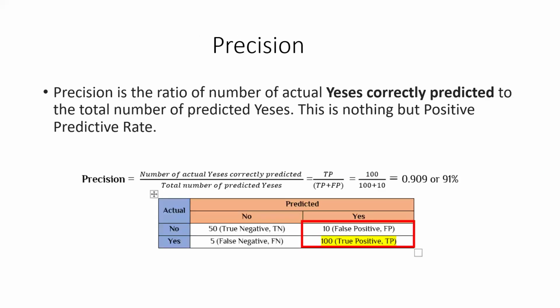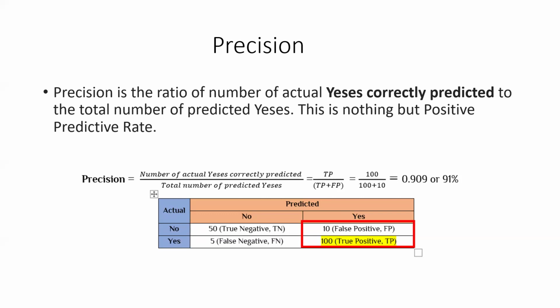And then we will see what precision is. Precision is nothing but the ratio of the number of actual S's correctly predicted to the total number of predicted S's. So among the total predicted S's, how many are correctly predicted? In the denominator you have total true positives and false positives, and in the numerator you have only true positives. So here the precision is 91 percent.